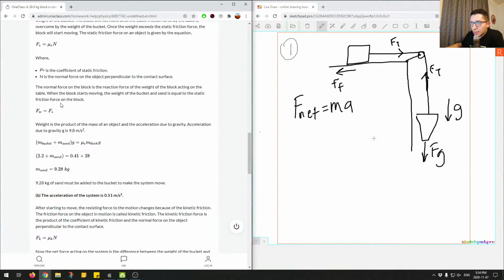So here we can define kind of 2 variables. The first being Fw and Fs. Fs is the force of static friction, and then FW is the weight or the force of gravity pulling this down. So here we labeled it FG. Let's relabel that as FW.